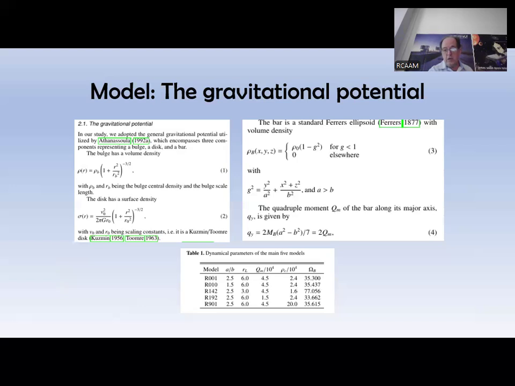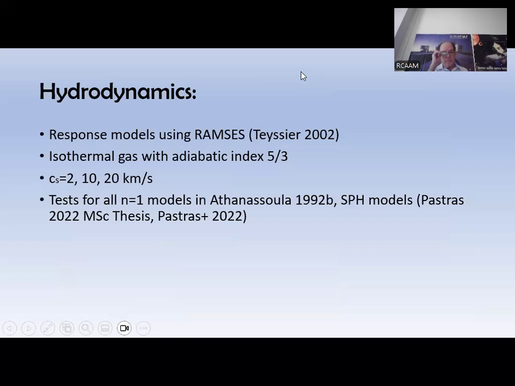Let me also tell you something about the code we used here. In this case, we used this RAMSES code. Some of you know it and have used it; RAMSES is a Eulerian scheme. This is the property of the isothermal gas with the adiabatic index 5/3.